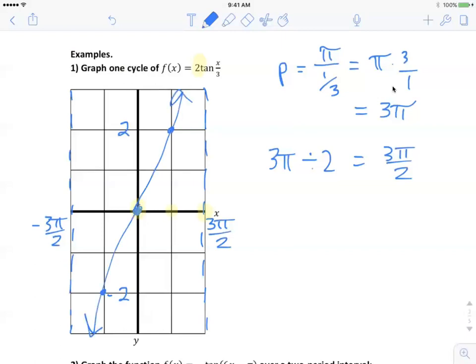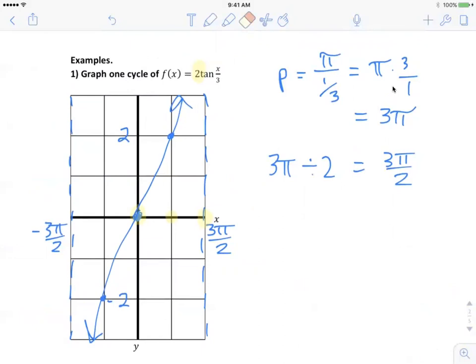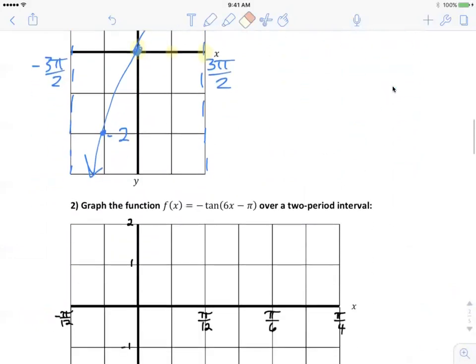All right. So that one just had period and a stretch. There's no amplitude for these because they just have no max, no min. So that number, that's the a, is a stretch. And there you have it. Okay, so hopefully that's making a little bit of sense. Okay, so let's move on.